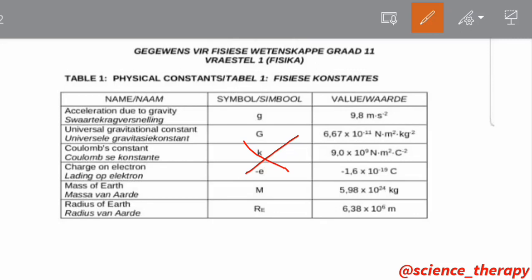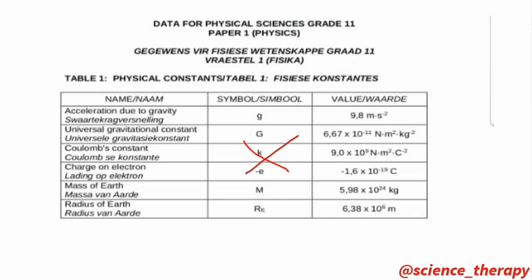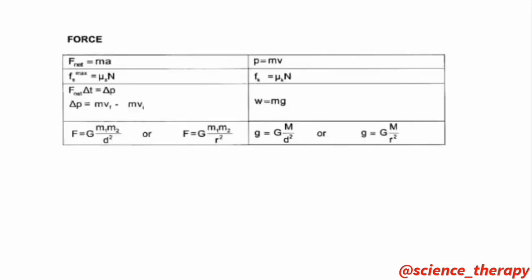Then we have the mass of the Earth, which is 5.98 times 10 to the power of 24 kgs, always substituted like that. And then we have the radius of the Earth, which is always substituted as 6.38 times 10 to the power of 6 meters. So these are all the constants that you'll be using for this topic. Then let's go ahead and check the formulas.